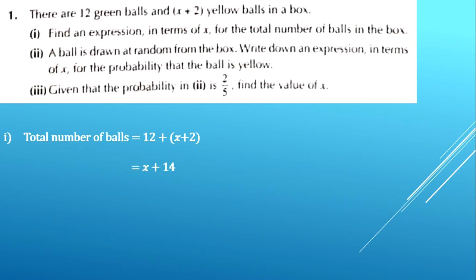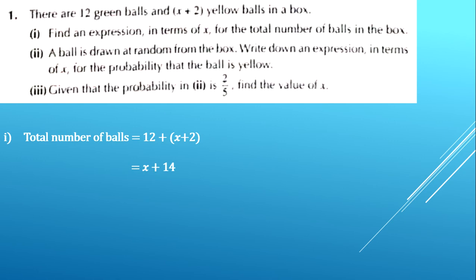Then we know this total number of balls in the box. This will be our sample space. Well, at least in this question. This is the sample space because when you read the second question, a ball is drawn at random from the box. Meaning all the balls in the box will be our sample space, which is the x plus 14.